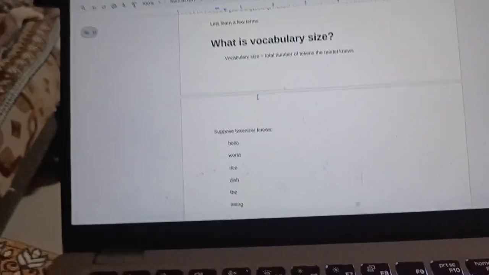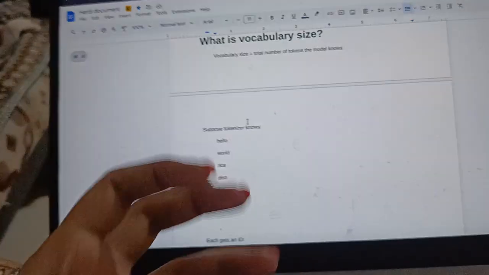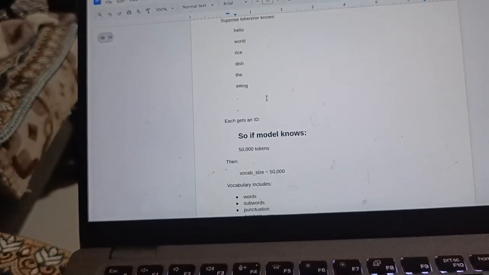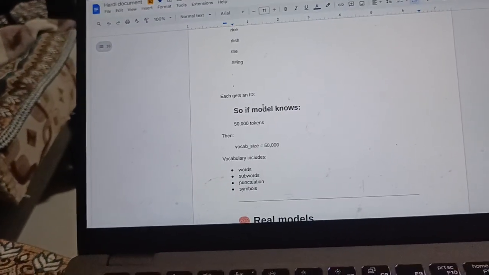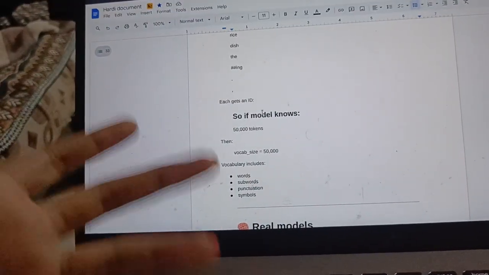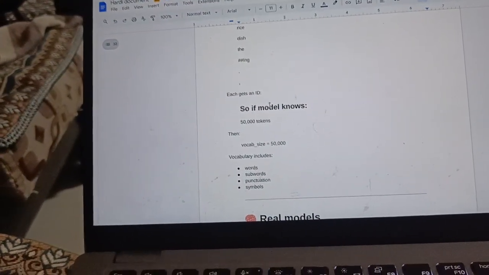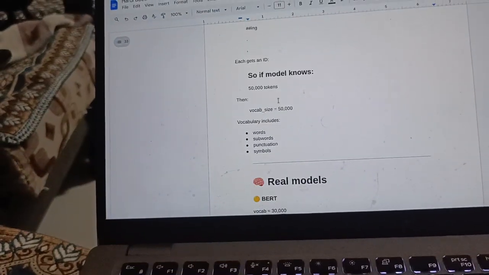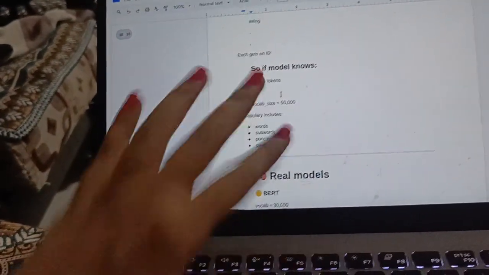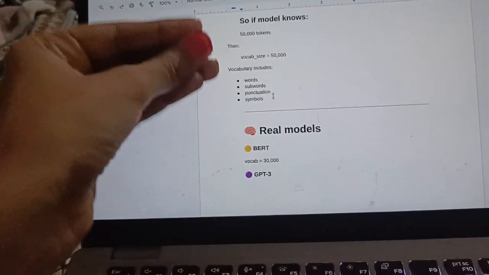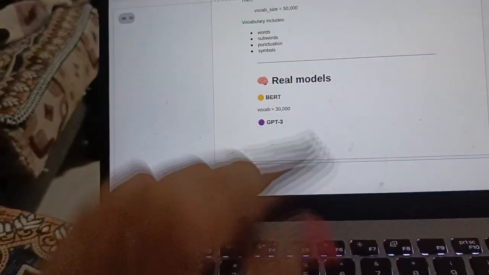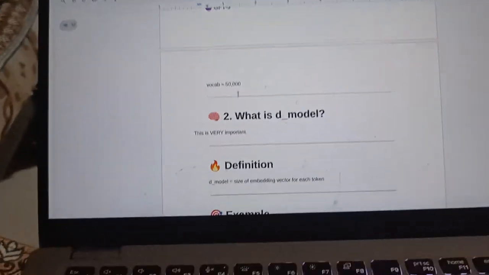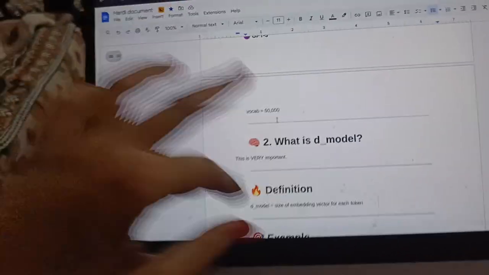Vocab size is the number of tokens a model knows, so the number of words a model knows. For example, BERT has almost 30,000, then GPT has more than 70,000, I don't remember exactly. The tokens include words, punctuation, symbols. For example, this is the vocab for BERT, and 50,000 of vocab for GPT.